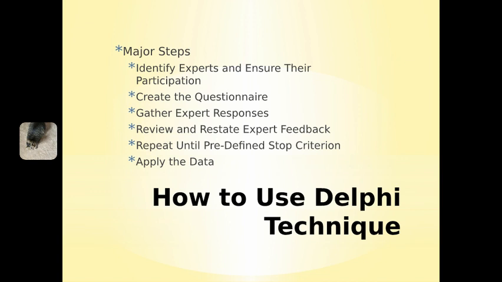The third step is to have the experts respond to the questionnaire and gather their responses. This is typically done remotely to allow the experts time to respond without influencing their responses. The fourth step involves reviewing and restating the expert feedback. The goal of this step is to identify common areas, issues, and concerns. The fifth step is to repeat steps 3 and 4 until the predefined stop criterion has been met. Process cycles are considered the minimum task to allow for thoughtful responses, thorough review, and appropriate reassessment.